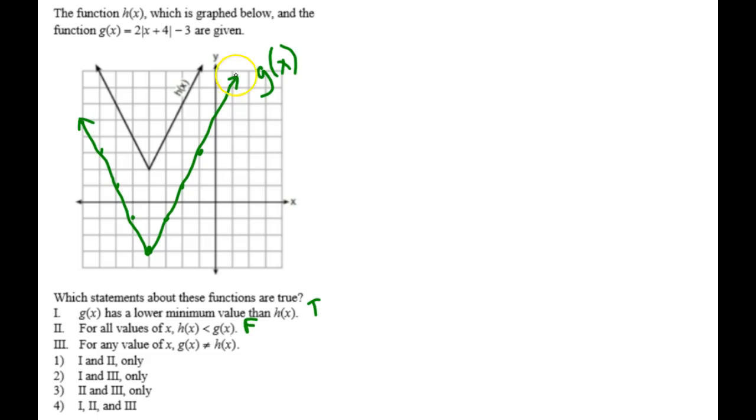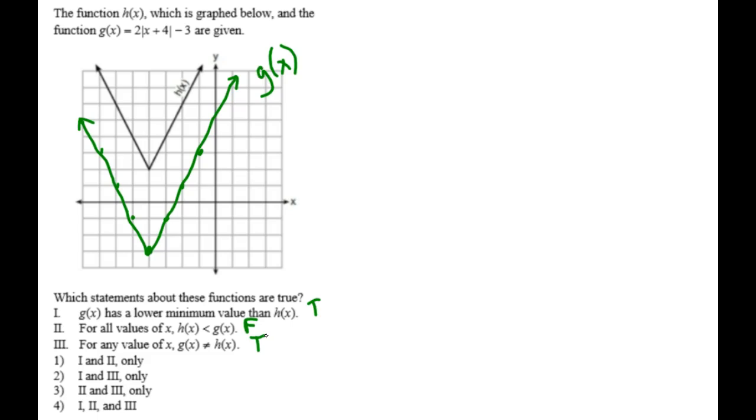And if we look at this graph, these have the same slope. If we look at the change, this goes up 2 over 1, up 2 over 1, up 2 over 1. Same thing here, up 2 over 1, up 2 over 1. That pattern is going to continue. These two graphs are never going to intersect. So for any value of x, g of x is not going to be equal to h of x. That's a true statement. Those two graphs are never going to intersect. G of x will never be equal to h of x for a single value of x.